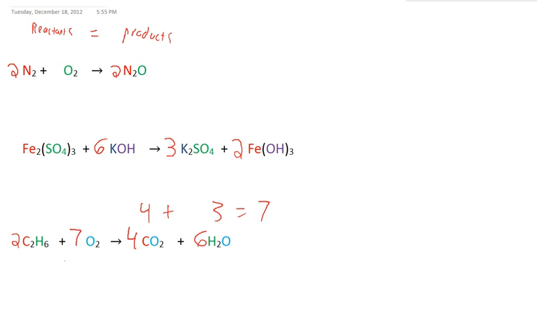We can verify that this is balanced. 4 carbons here, 4 carbons here. 12 hydrogens here. 6 times 2 is 12 hydrogens here. And then 14 oxygens. I've got 4 times 2 is 8, plus 6 times 1 is 6, giving me 14 oxygens on both sides.